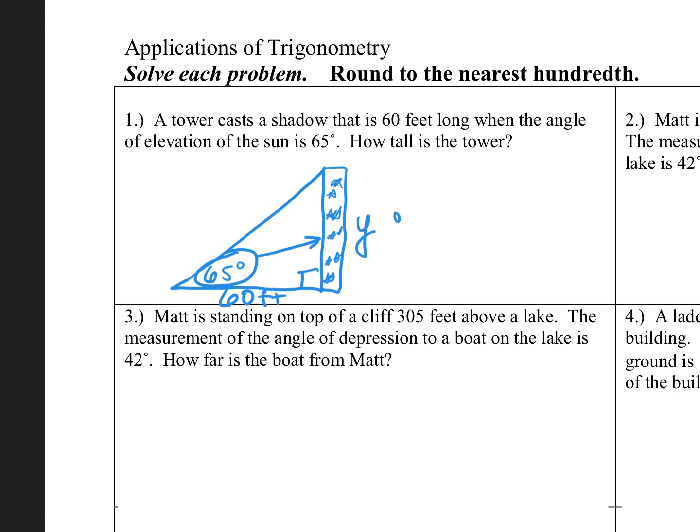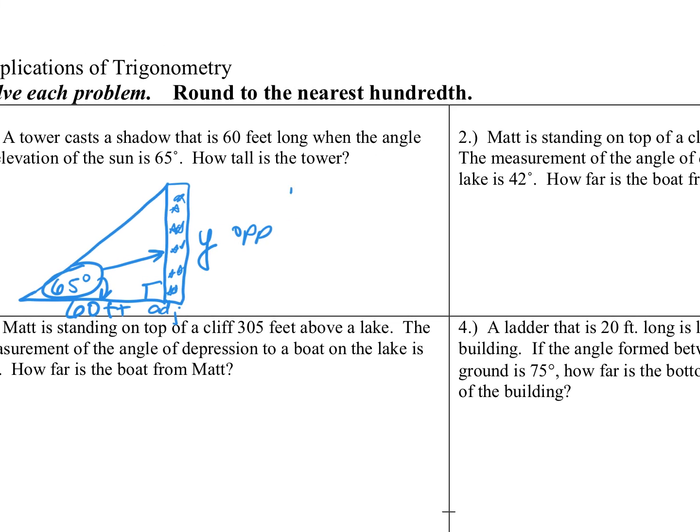It's the opposite side. And then what is 60? It's the adjacent. So what trig function, guys, uses opposite and adjacent? Tangent. So this is just tangent 65 equals opposite over adjacent. And we did this yesterday. This part is easy. How do you solve this? You cross multiply, right? So 1y equals 60 times the tangent of 65. And then throw it in your calculator.